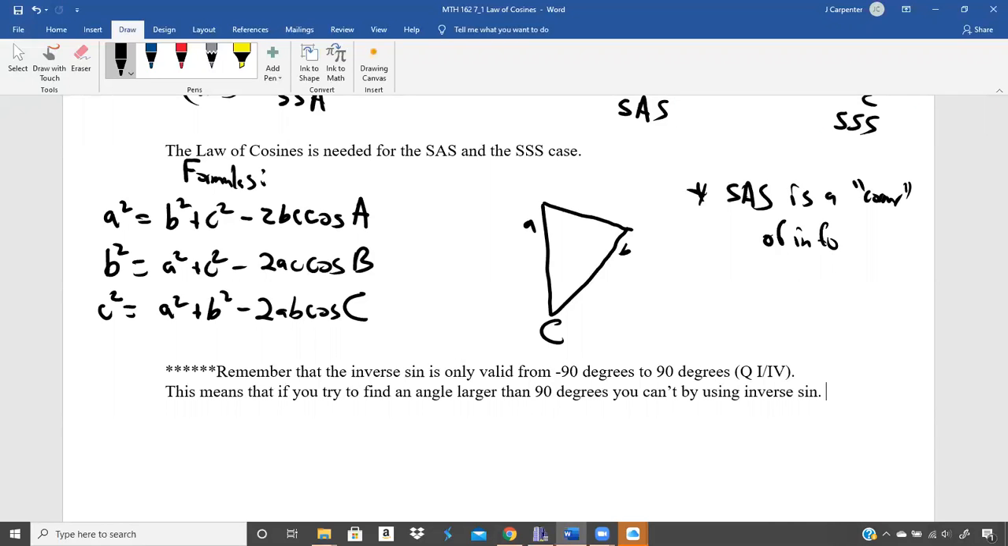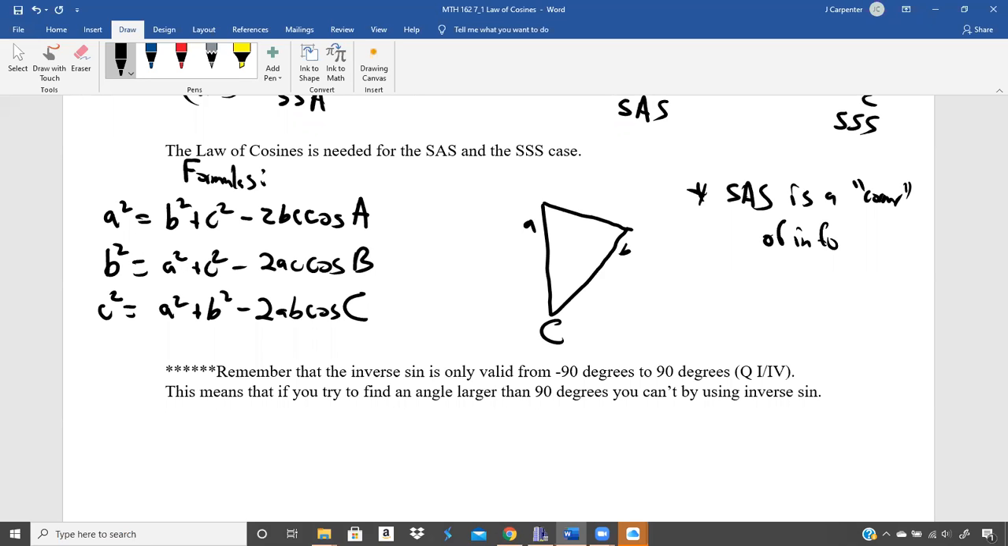So this means if you try and find an angle larger than 90, you can't. But how are you going to know? Because you only have one angle initially. The second angle you'll find by law of sines. The third one you'll find by doing 180 minus it. So how can you tell whether an angle is going to be greater than 90 or not? You can't, but you can at least throw out the scenario that it might be greater than 90.